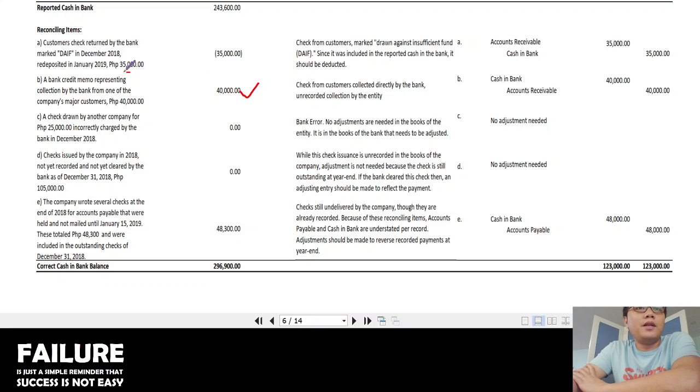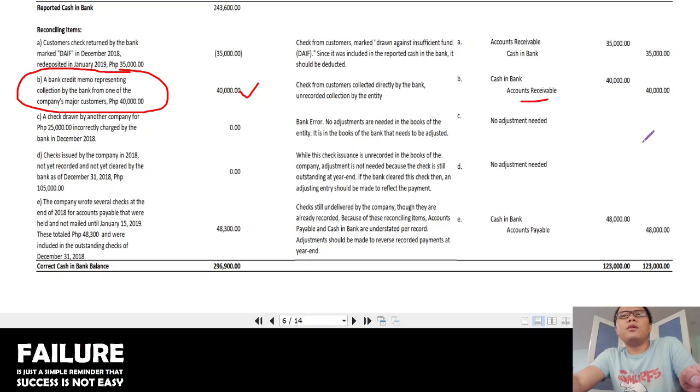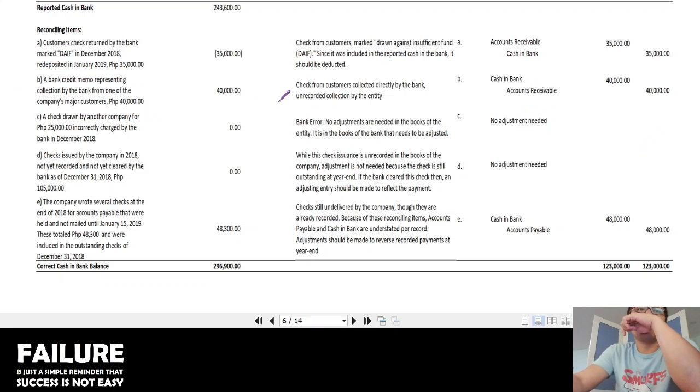Kasi yun nga, properly collected siya from customers ni bangko. Na-deposit na, obviously, kasi nga, si bangko yung nag-collect. Ano yung entry natin dito, yung adjusting entry? Siyempre, debit cash in bank, credit the related accounts receivable. Diba? Next.